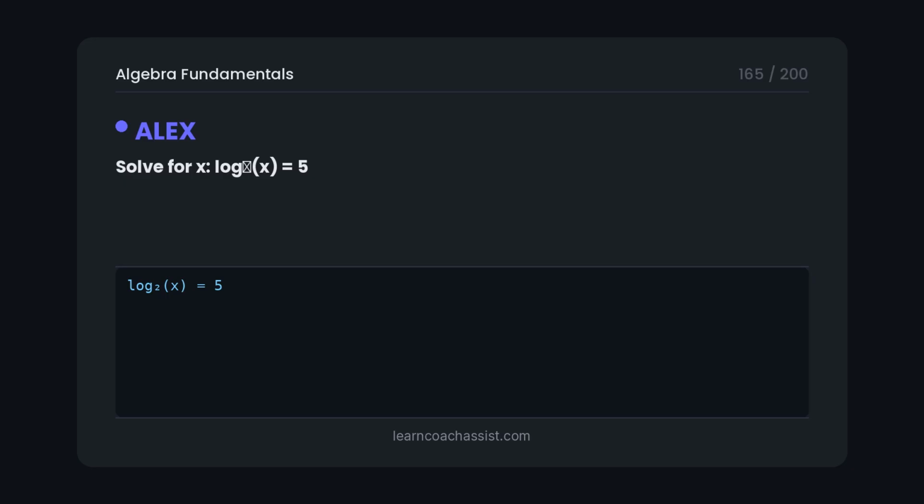Solve for x: log_2(x) equals 5. Convert to exponential form: x equals 2^5 equals 32.